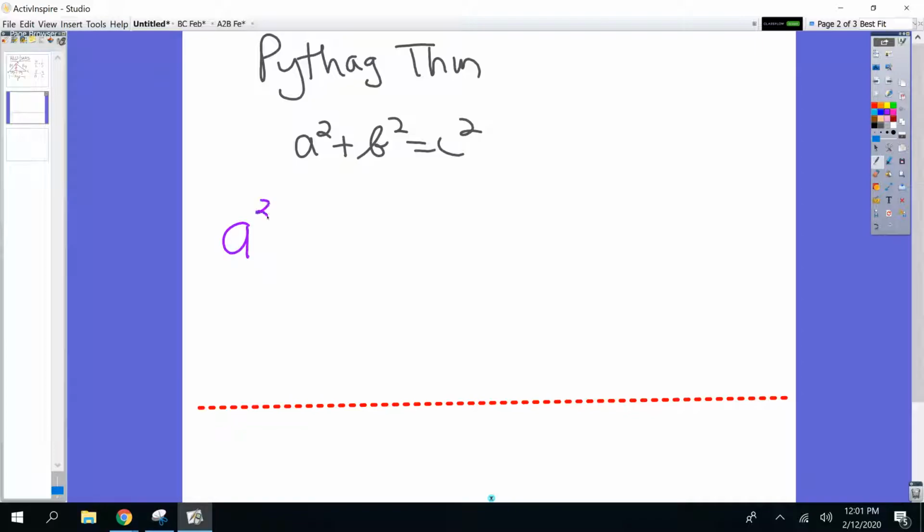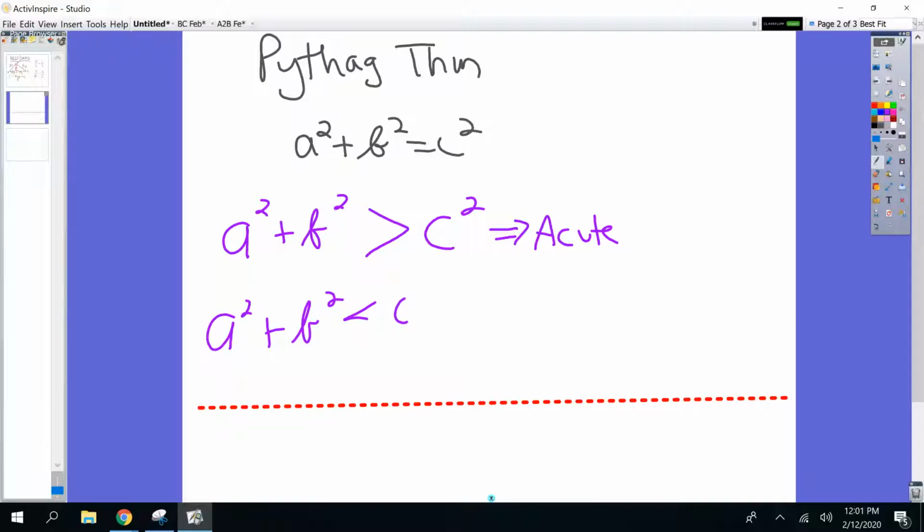What if you do a squared plus b squared, those legs, and that value turns out to be bigger than the hypotenuse squared? What am I working with? That's an acute triangle, yep. And then if the legs are smaller than the hypotenuse, that'll be obtuse. And if they're equal, that's a right triangle. That's Pythagorean theorem.